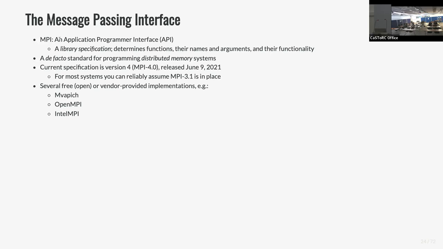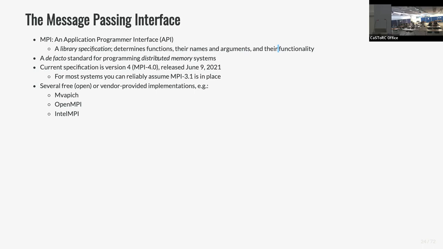So MPI is basically a library, okay? It's a collection of functions that allow you to do common tasks that are needed in order to program codes in parallel. So really it's a specification which defines what a valid MPI library should have in terms of the functions, what the names of the functions are, what the arguments are, and how they should work.